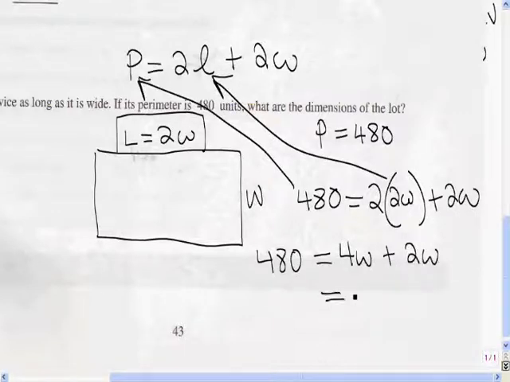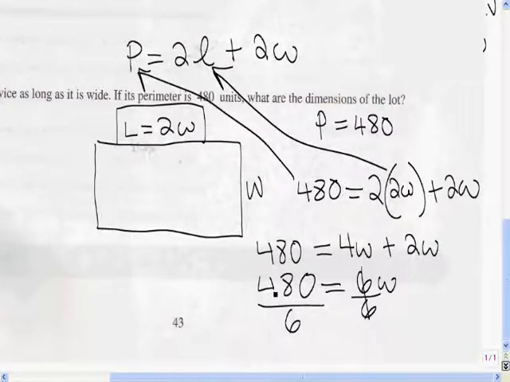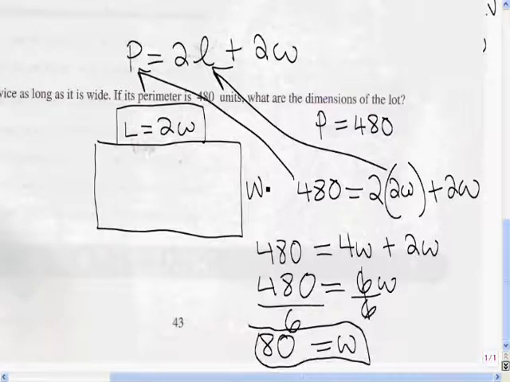I'm going to combine like terms. 4 plus 2 is 6W, and I've got 480. Now I'm going to divide both sides by 6 to get rid of the 6. And 480 divided by 6 is, if you use a calculator, or if you do it in your head, 48 divided by 6 is 8, right? And then I just add a 0. That gives me 80. So 80 equals W. So I figured out what W is. W equals 80. That means the distance from here to here is 80, right?